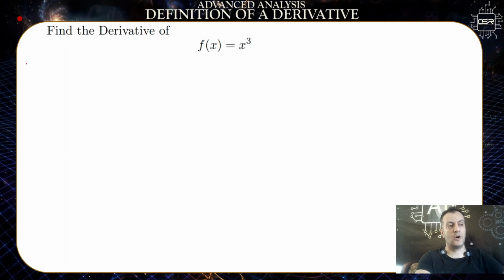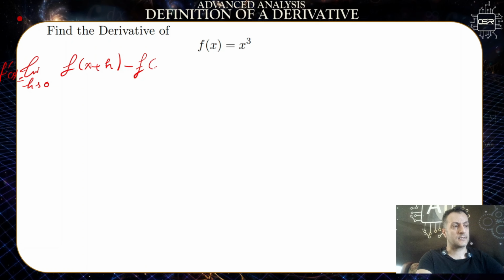Find the derivative of f of x is equal to x to the power of 3. Okay, so f prime of x is the limit as h approaches 0 of f of x plus h minus f of x divided by h, equal to the limit as h approaches 0.